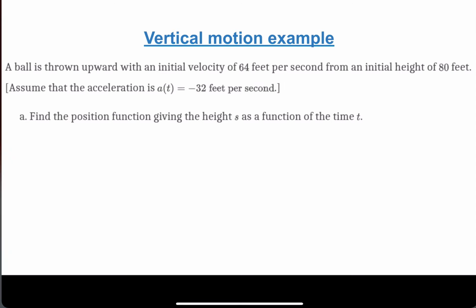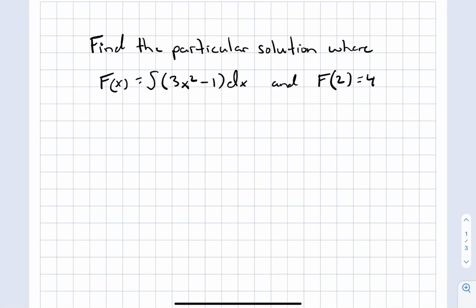Okay. So here we go. We have initial conditions and particular solutions. That's the main topic for today. And then we're going to look at a vertical motion problem as well. So you can go ahead and write that down. All right. And let's take a look at our first example here.